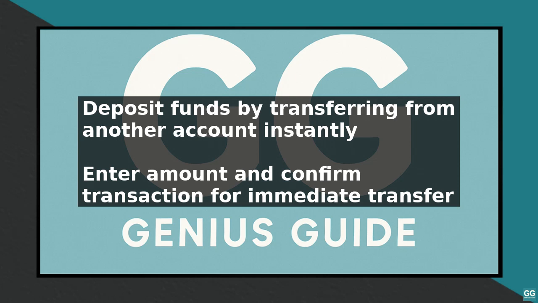To withdraw funds, follow the same steps as depositing, but this time select the account you want to transfer to. You can also set up automatic transfers to move money from your checking account to your eSavings account on a regular basis.